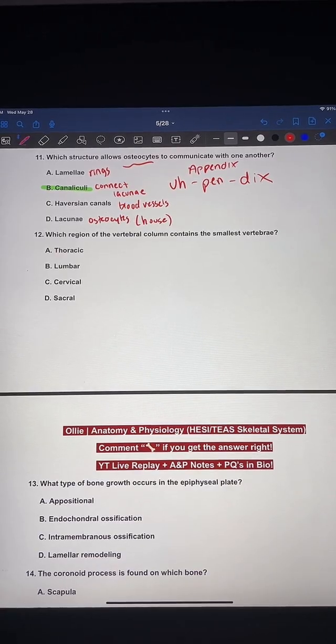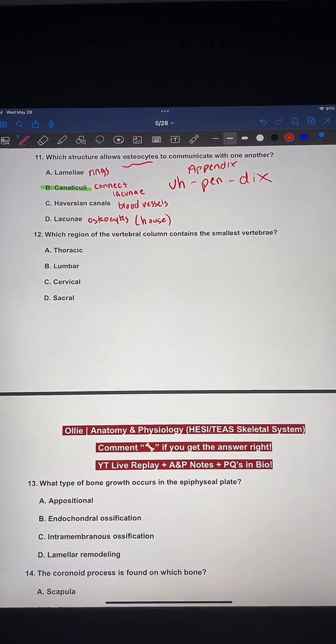Thanks, no problem. Why do the terms sound so funny? It's because they're in another language.